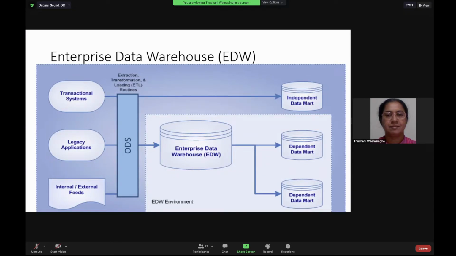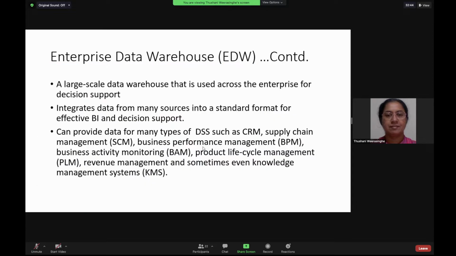Then we have the enterprise data warehouses. They are warehouses when you talk about the whole enterprise. The enterprise data warehouse is considering connecting all the systems in the enterprise, the organization. I have given you the qualities of it, and it's a large scale data warehouse and it integrates everything, all the data, and you have different types of systems connected to it.